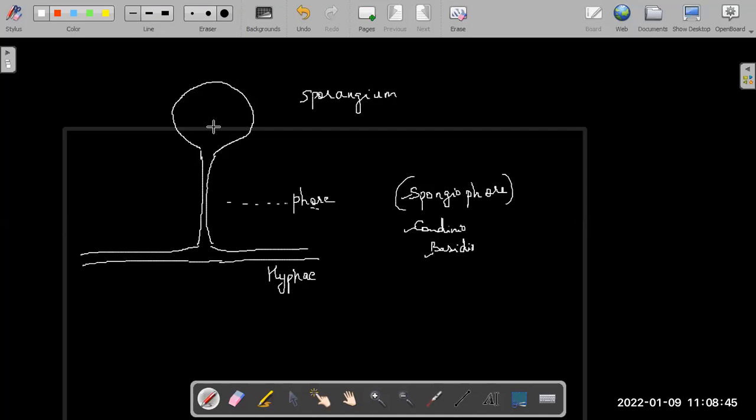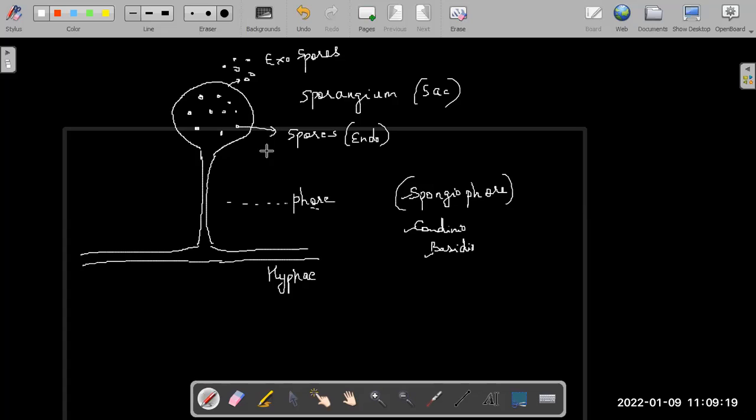Sporangium is a sac-like structure. Now, this sporangium makes spores. Spores are nothing but reproductive structures. If spores are inside, we use the word endospores. But if spores are released out, we call them exospores. This part understood? So the cap is a sporangium, and spores are produced inside. So this is the basic structure you need to know.